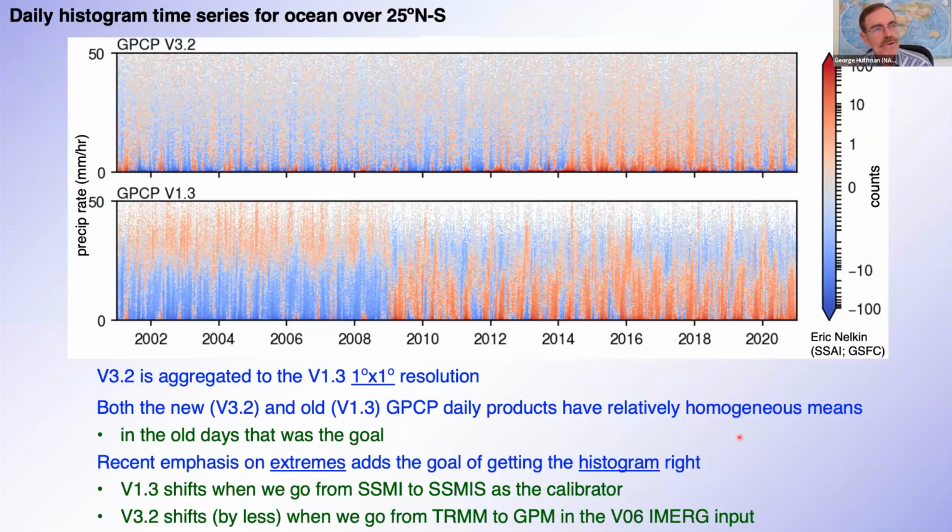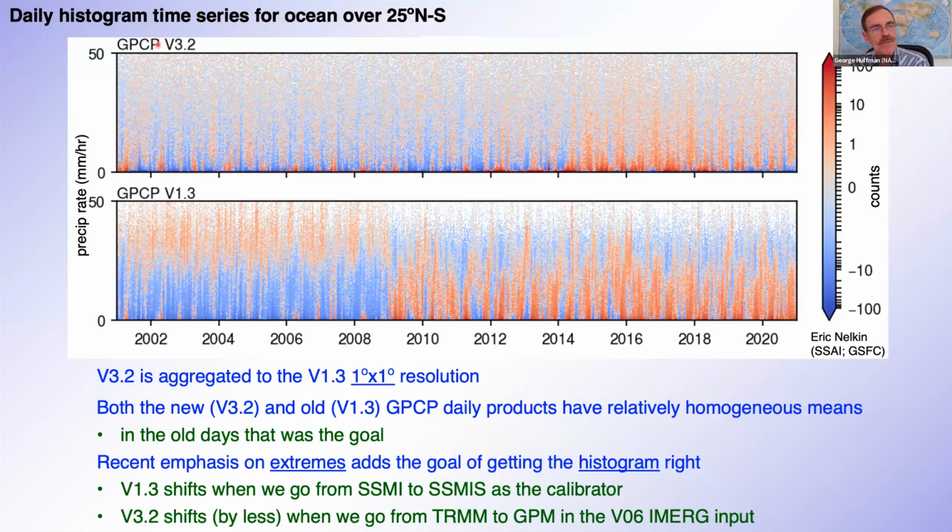So here's an example for daily histograms for the new GPCP version 3.2 and the old GPCP version 1.3. Some of you perhaps have used one or the other of these. And what you see is very clearly, version 1.3, you get to 2009, bang, something happened. Well, the calibrator changed. And even though the mean of the calibrator was very carefully tuned, the histograms were different.